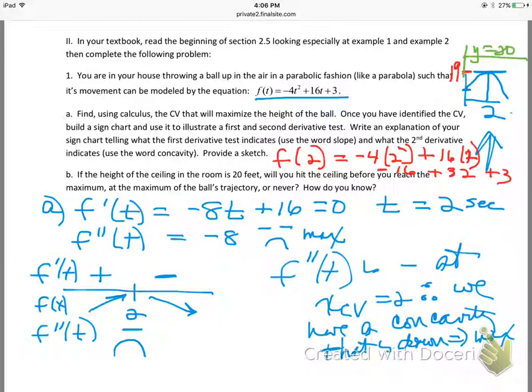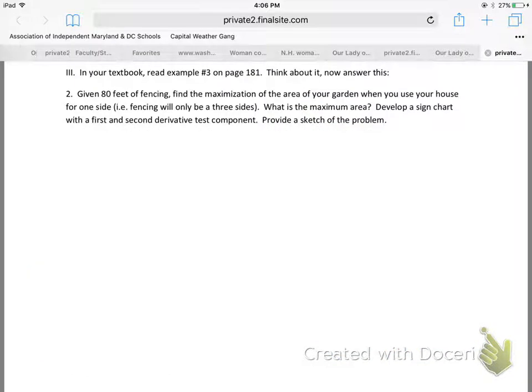Let's move on to problem 2 in this day 2 section of the 2.5. Okay, in question number 2 here, it refers us to example 3 in the textbook on page 181, and that's about a rectangular garden. So you should definitely look at that, but I'm going to answer this question on this slide. So it says, given 80 feet of fencing, find the maximization of the area of your garden when you use your house for one side.